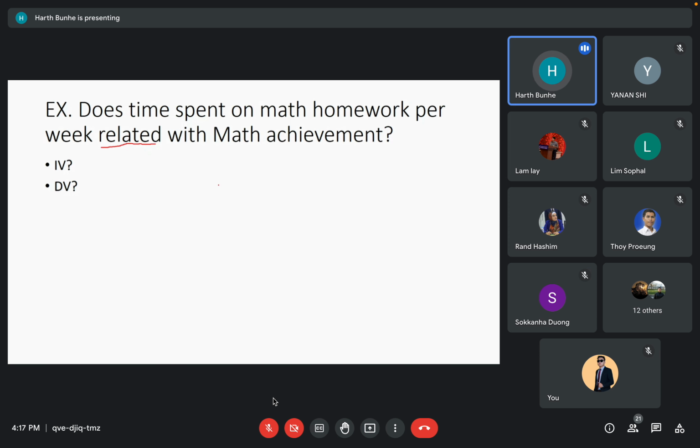So what is IV and what is DV? And how many variables are there? Here, a variable is time spent on math homework, and another one is math achievement, or you can say math score. So there are two variables. Which one is IV and which one is DV? Math achievement is DV, and math homework is IV, I think. Very good.